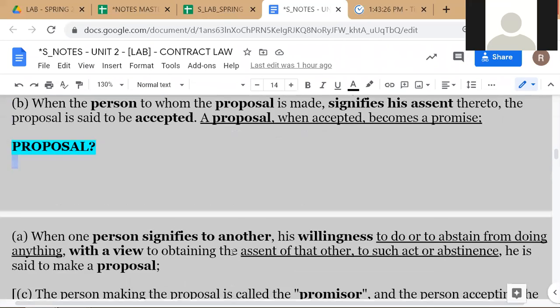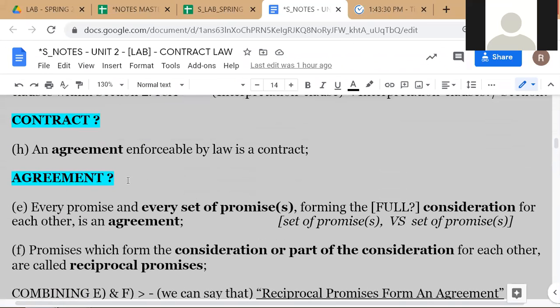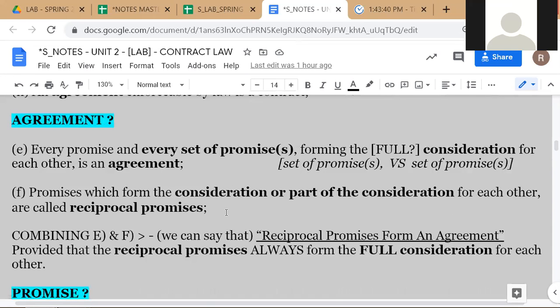But we also have to deal with another concept that was given to us when we discussed what an agreement was. What is an agreement? A set of promises on one side, a set of promises on the other side, forming the consideration for each other. So this word was used, consideration. So what is consideration? And that's why we are today looking at consideration, or we looked at it the other day as well.